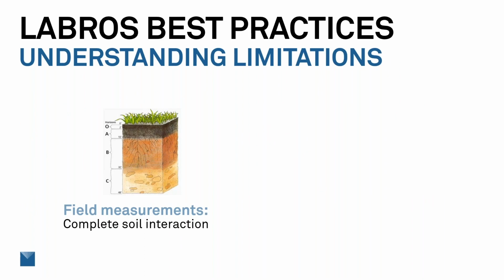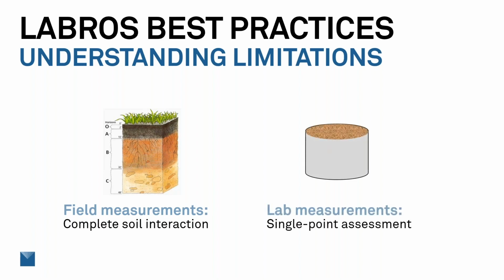And again, I'm going to hit on understanding limitations. When we think about field measurements, we get complete soil interaction. With lab measurements, it's a single point assessment of wherever we take that sample. So it's not going to fully characterize how the water is flowing through the soil throughout the entire soil profile. And so we're going to need to make measurements at all of these points to bring all of that together and understand what's happening.